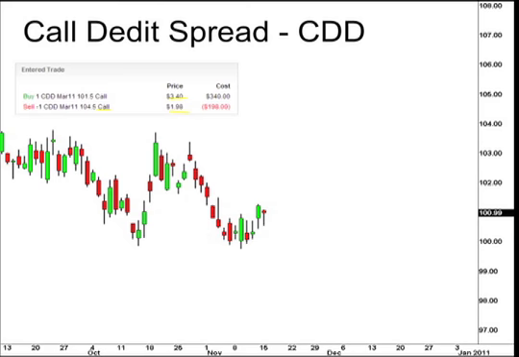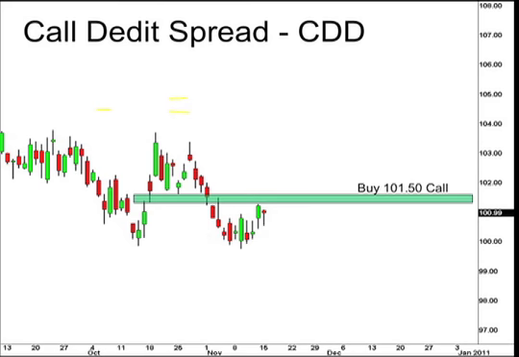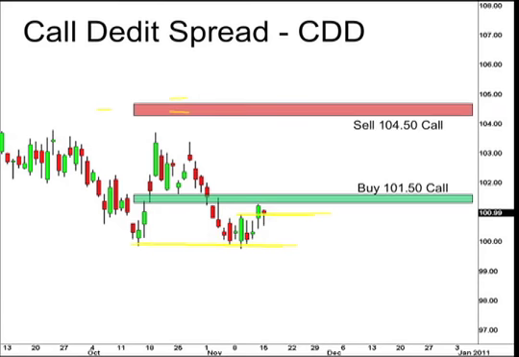In this case, to visualize this from a chart perspective, our outlook is that we may see support here, just at the par level. We may see this break above this 101 level, and we may be looking to trade a move higher. We're going to buy the 101.5 calls, and we're going to sell the 104 strike call options higher.